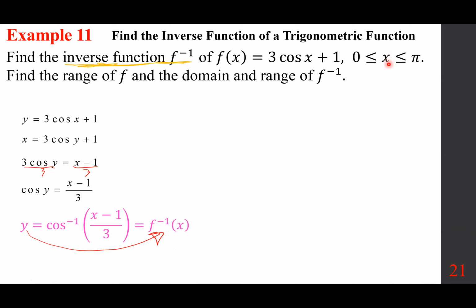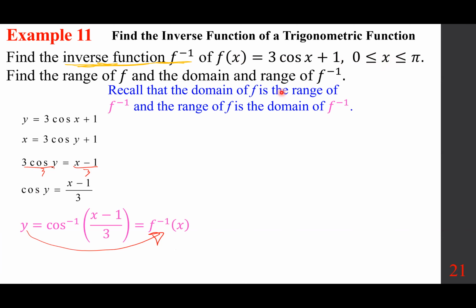This is given. This is the domain of f, and therefore the range of f inverse is between 0 and pi also. Again, recall that the domain of f is the range of f inverse, and the range of f is the domain of f inverse. I'm reminding you of everything that we've been doing. The domain of f is given. That means the range of f inverse is given.